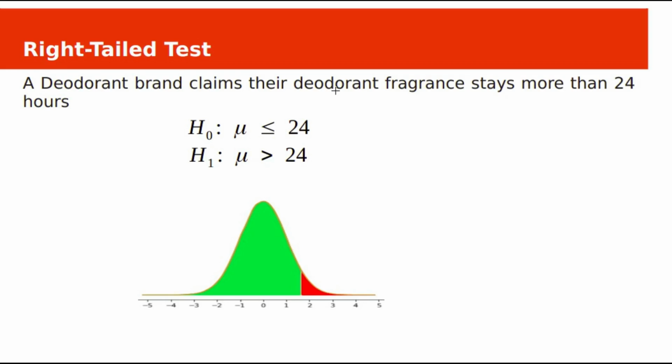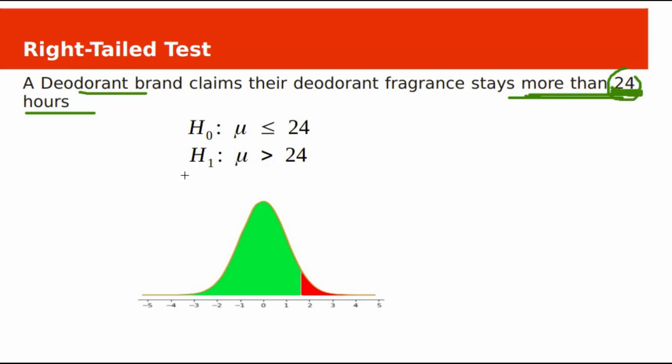A deodorant brand claims that their deodorant fragrance stays more than 24 hours. Let's frame the null hypothesis and alternate hypothesis. Every company tries to project that their brand is performing better than average. Suppose this is the average value. They are trying to claim that their brand is performing better than this standard value of 24. They are differing from this standard value.